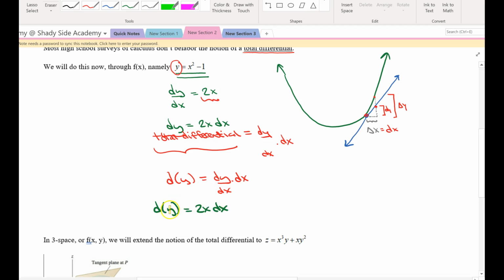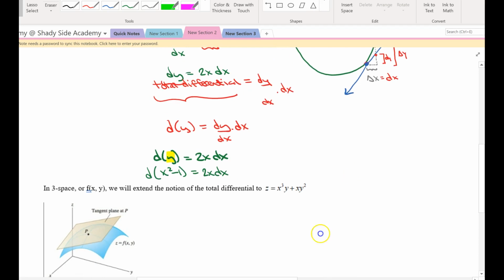But what was that something? That something was none other than x squared minus 1. So now we can also say this is the total differential of x squared minus 1, which is 2x dx. Okay? So this total differential just means the change in the y value in the function x squared minus 1, the change in the function x squared minus 1 by way of the local linear approximation.